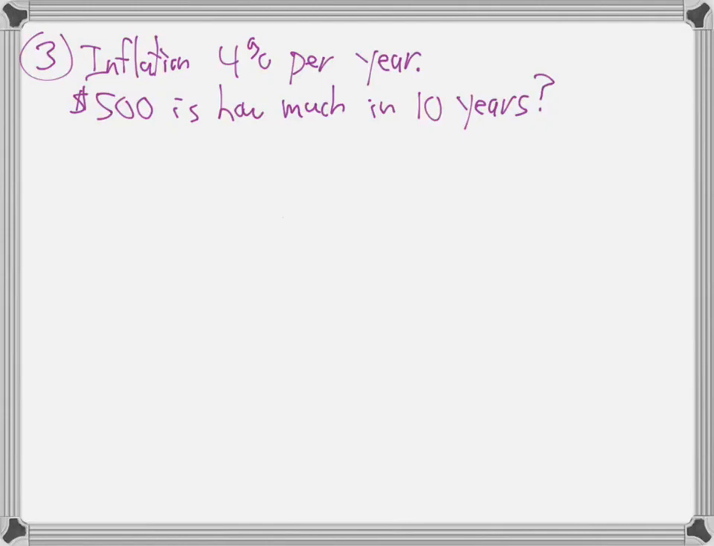Okay, so inflation is 4% per year. A $500 a month apartment is going to be how much in 10 years? We do a little inflation here. So this is going to push the general idea we just came up with. It's going to push us one step further.